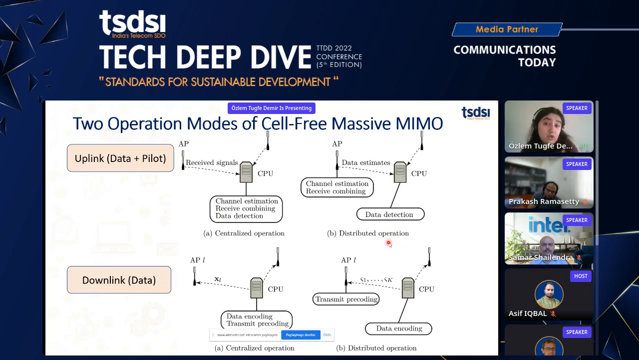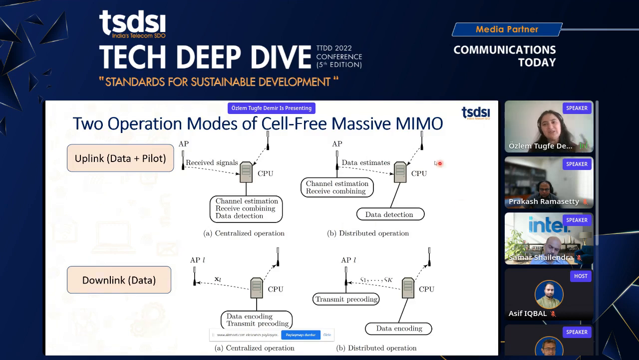When it comes to distributed operation, its performance is of course expected to be worse than the centralized operation in terms of spectral efficiency, because now the channel estimation is locally implemented at each access point. Then after these local channel estimates, receive combining and transmit pre-coding are also applied locally. So these are just based on local processing.